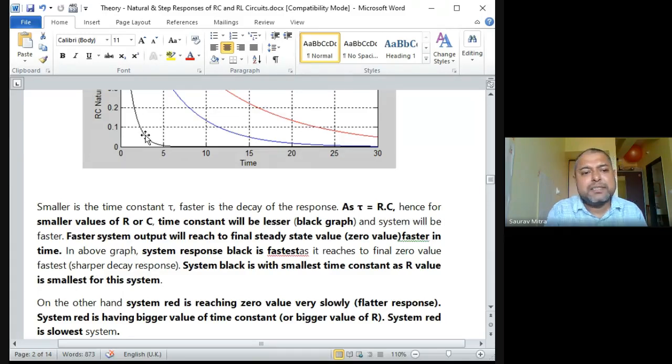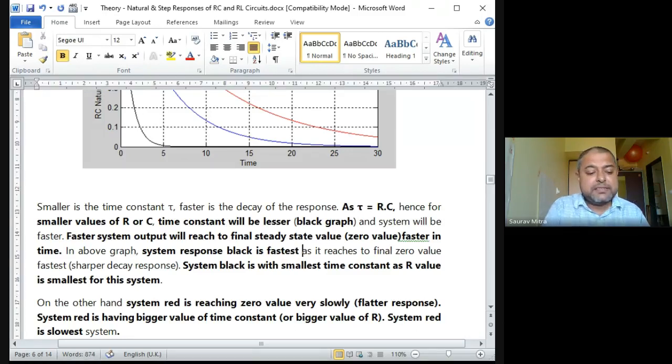So with RC value less, it will be falling faster. That means it will be coming faster to the steady state. In the case of natural response, the steady state is 0. So black will be coming faster to the steady state and will have less settling time. In the second order circuit, we'll be finding settling time. The system will be faster, so the faster system output will reach the final steady state value, 0, faster in time. In the above graph, system response black is fastest as it is reaching the zero value fastest. So this is a sharper decay response.